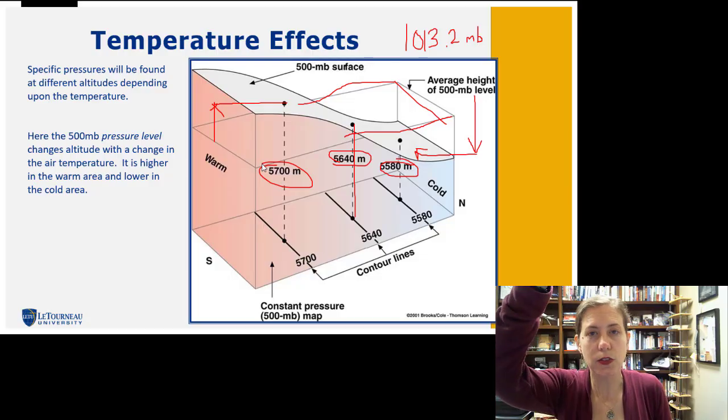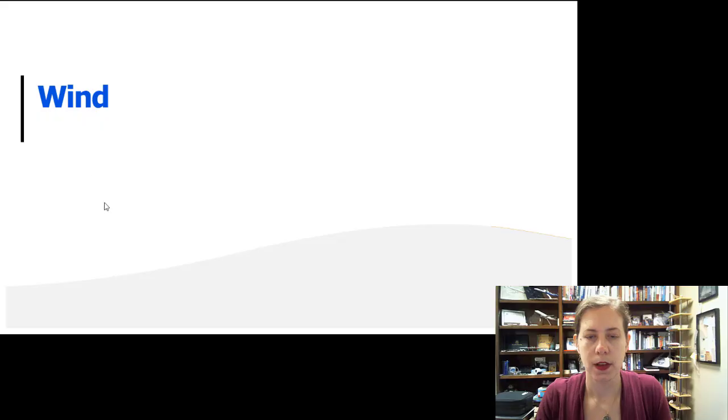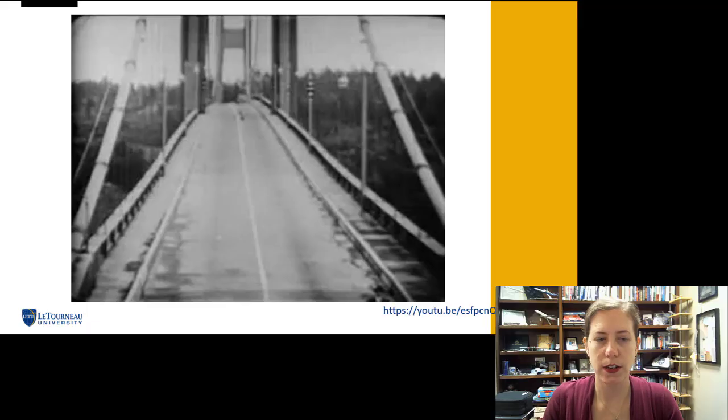Air expands to greater volume in warm air and shrinks to lesser volume in cold air. So wind is the result of all this. I want to show you a dramatic video off YouTube. It's a couple minutes long. We're going to watch it here.